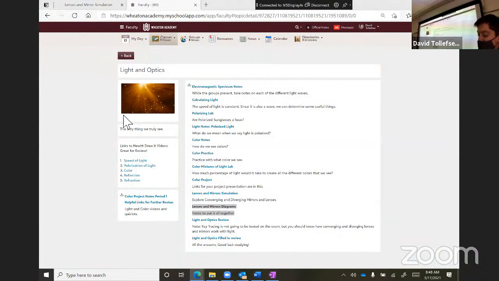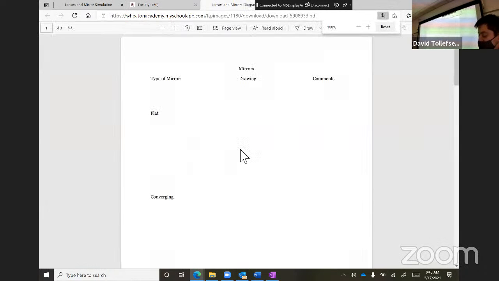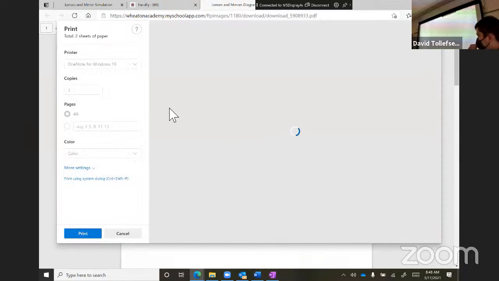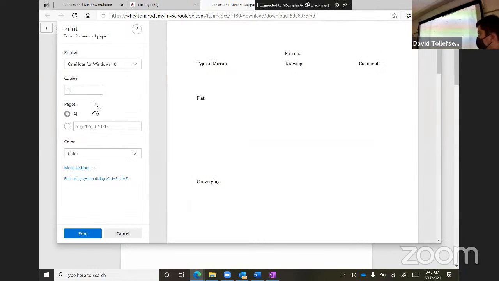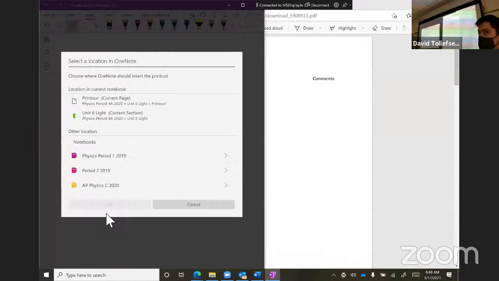All right, so after you turn in the lenses lab, download the lenses and mirror diagram, not the simulation. And we're gonna do a few drawings and also a couple demonstrations.